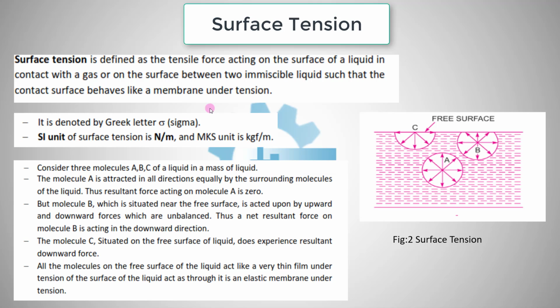We denote surface tension by a Greek letter called sigma. And the SI unit of surface tension is Newton per meter. That is force per unit length. And MKS unit is kgf per meter.